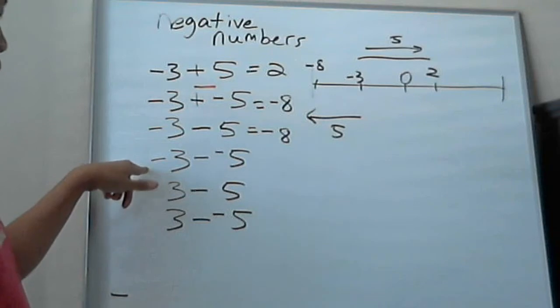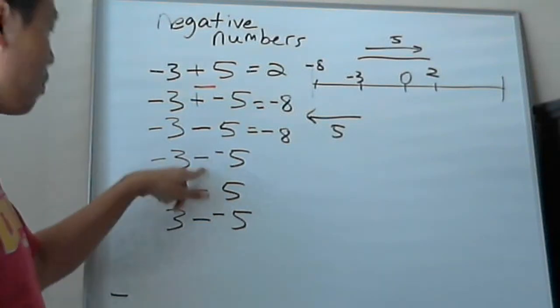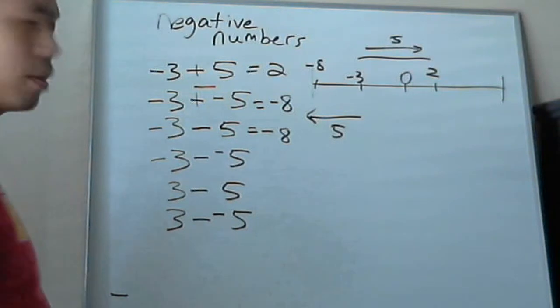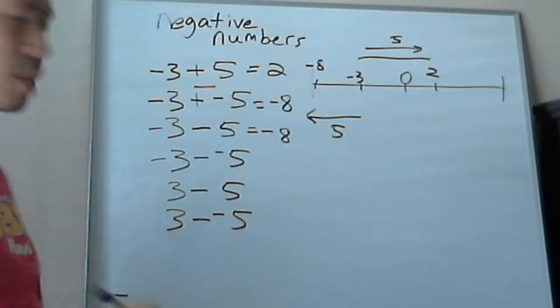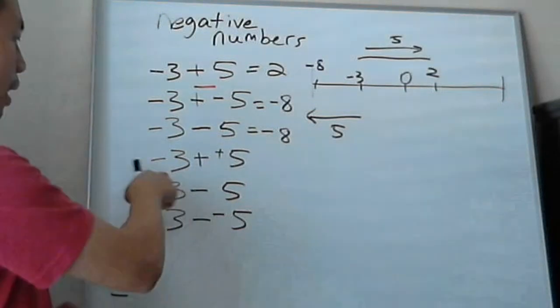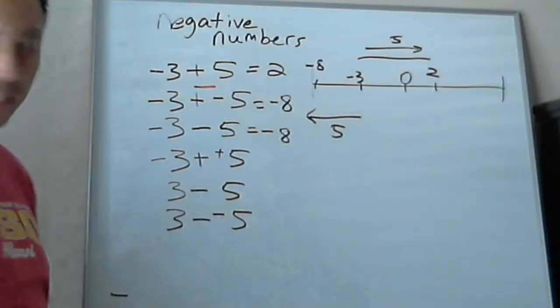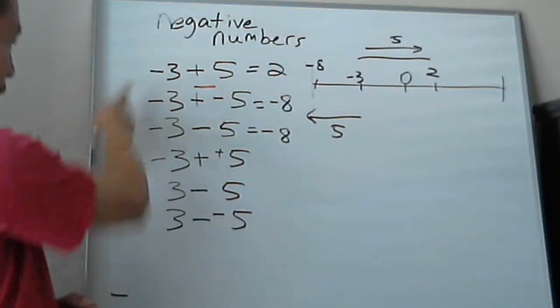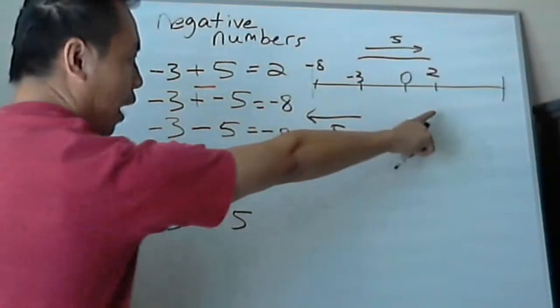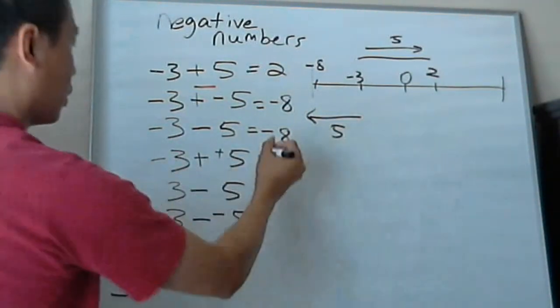So now the next example, -3 minus a negative 5. So minus negative, what does that mean? When you see minus negative, it always means plus. So if you're looking at that, -3 plus 5, guess what it is? It's the first one again. It's the same exact problem. -3 plus 5. Start at -3, move 5 spaces to the right, and you end up at 2.